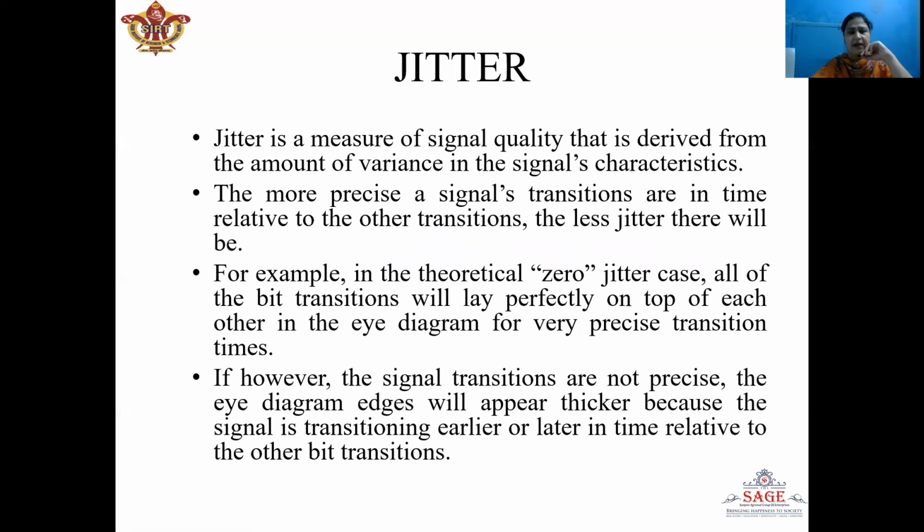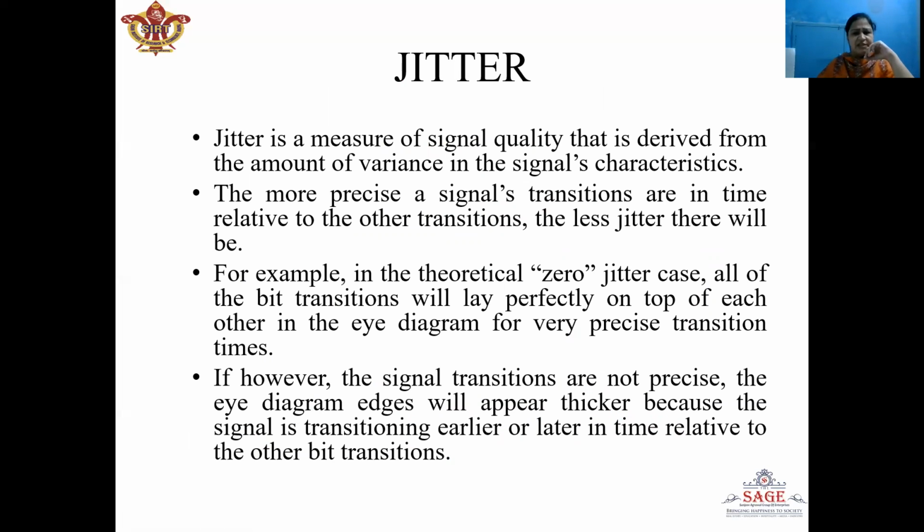Now, coming to the parameters which can be studied using the eye pattern diagram. First is the jitter. Jitter is the measure of the signal quality that is derived from the amount of variance in the signal's characteristics. Jitter is actually a timing error which results from misalignment of rise and fall times. When rise or fall time occurs at times that differ from the ideal time, then there occurs a jitter.